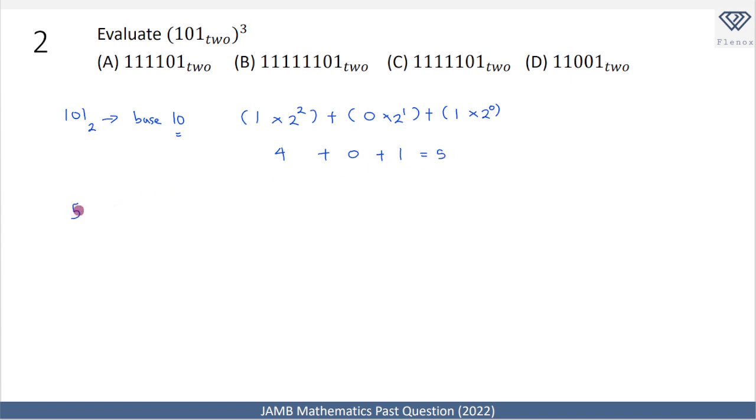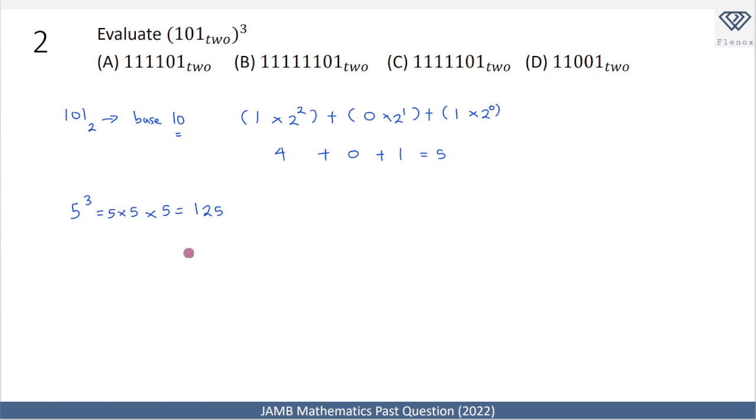So 5 cubed will be equal to what? 5 times 5 times 5. And this is pretty easy. You know that 5 times 5 times 5 is what? 125. So now we know that 101 in base 2 cubed is 125 in base 10.